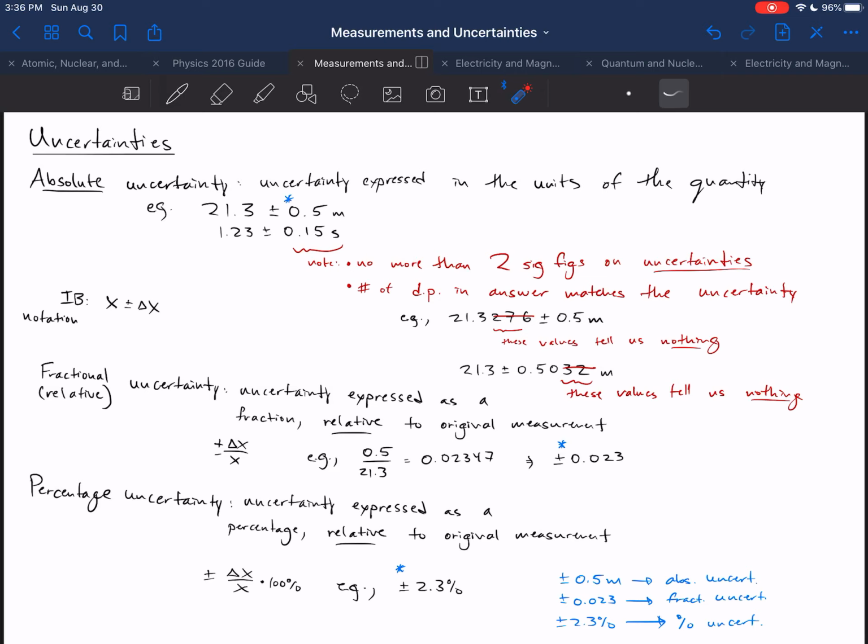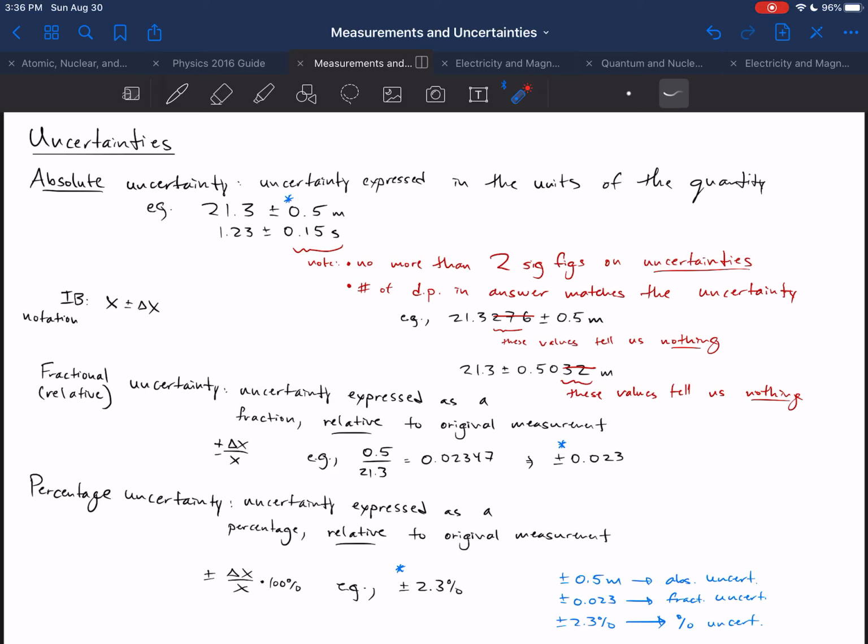In an uncertainty, you also want to make sure that you have no more than two significant figures on the uncertainty itself. So 0.5 is totally reasonable, but often if it's smaller than about 0.5, you'll give a second significant figure on the uncertainty. So I might say 0.15 seconds, or even plus or minus 0.10 seconds, for example. You want no more than two sig figs on the uncertainties.